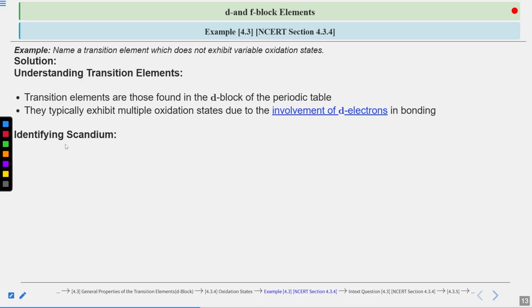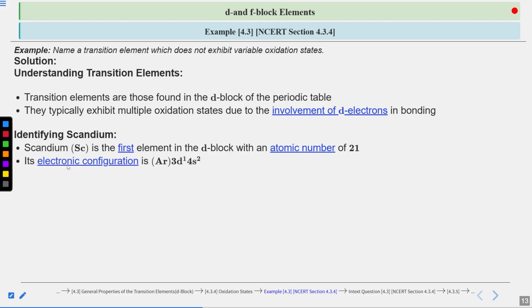Identifying scandium. Now, scandium is the first element in the d block with atomic number 21. If you look at the electronic configuration, it will be argon 3d1 4s2. So 2 electrons in the outermost s orbital and 1 electron in the d orbital.